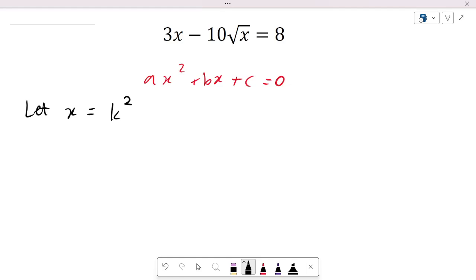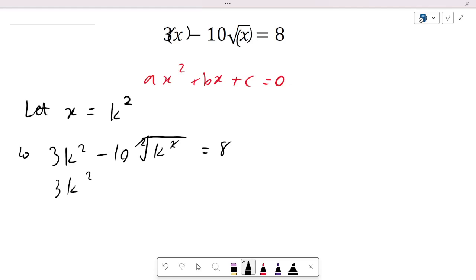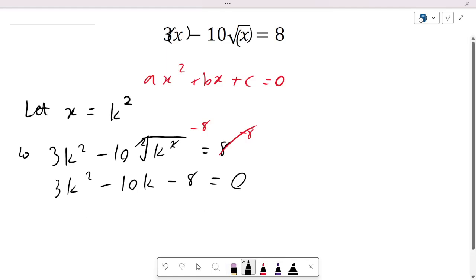Because if we write k squared, within the equation over here, we're going to get 3k squared, which was x over here initially, and we have x over here, minus 10 into the square root of k squared equals 8. Now, as you can see, this is the square root, so these two can cancel. And therefore, we have 3k squared minus 10 multiplied by k, and we're going to take the 8 over like this. So we're going to basically minus both sides by 8. In that case, let me show my work over here like that. Now you can see we have a quadratic, but in terms of a different variable.